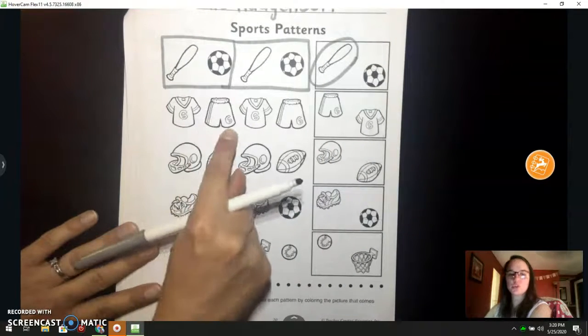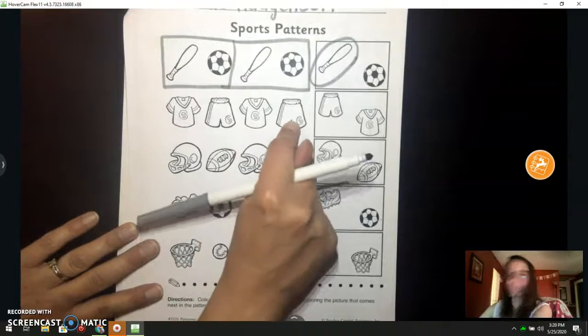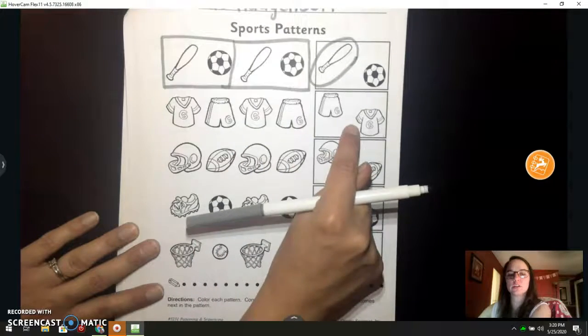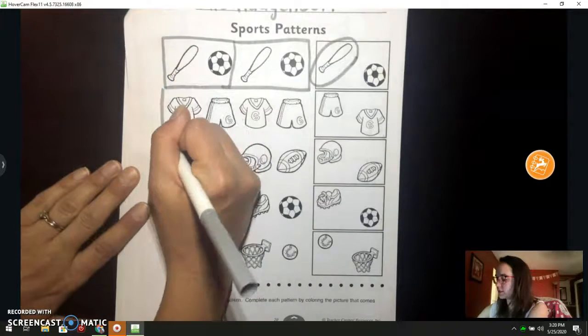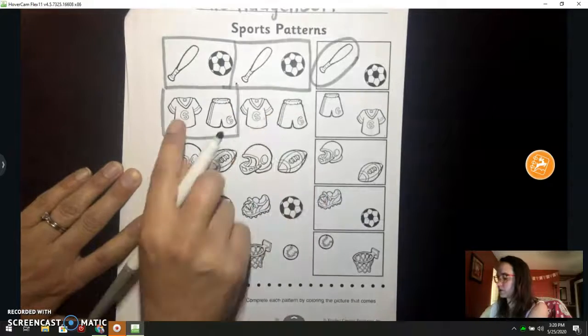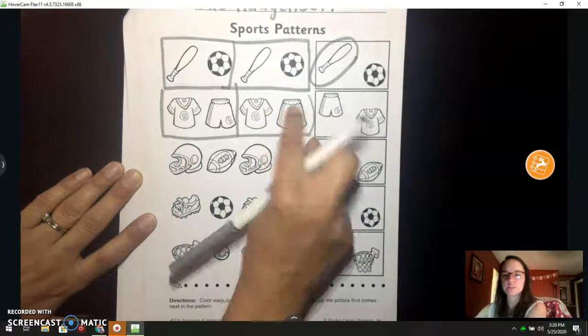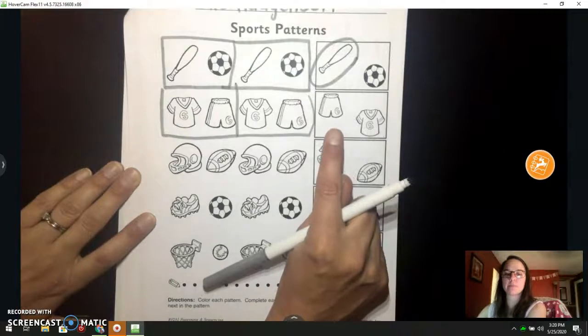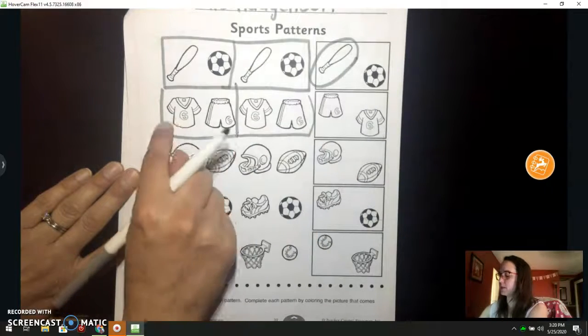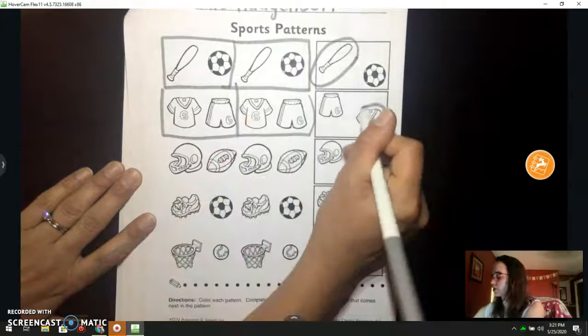Shirt, shorts, shirt, shorts. Let's look at our chunks. This is our repeating part, shirt, shorts. And then it repeats again, shirt, shorts. So what's going to start our next pattern? Which one is always at the beginning? Shirt.